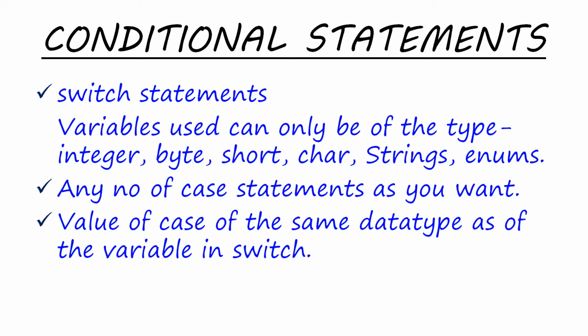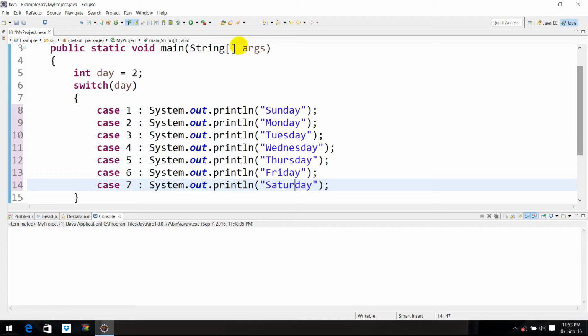Note that the variable used in a switch statement can be only of these types. We will be using these data types byte, short, char, strings and enums whenever required, and there we will talk more about it. You can have any number of case statements within a switch. The value for a case must be of the same data type as the variable in the switch. Now let us run our program again.